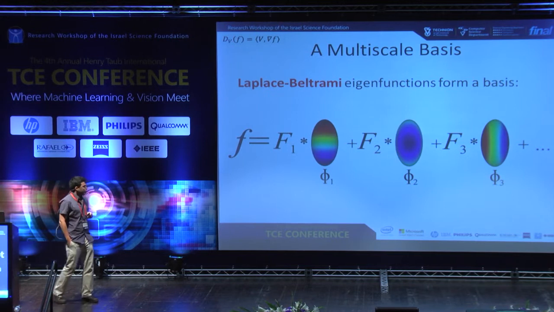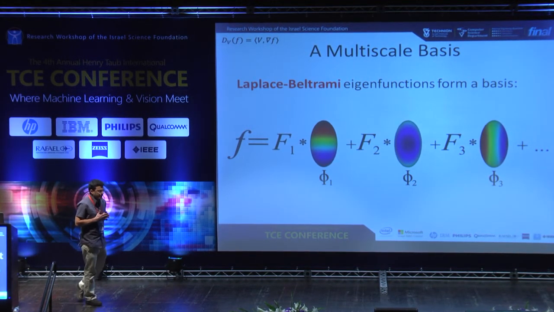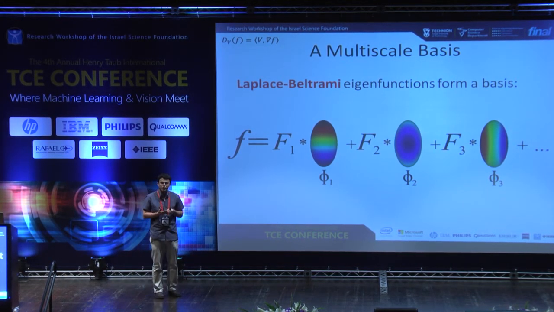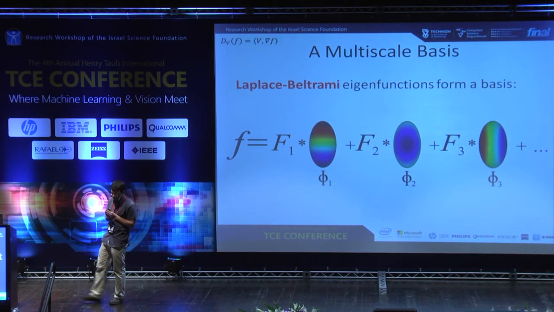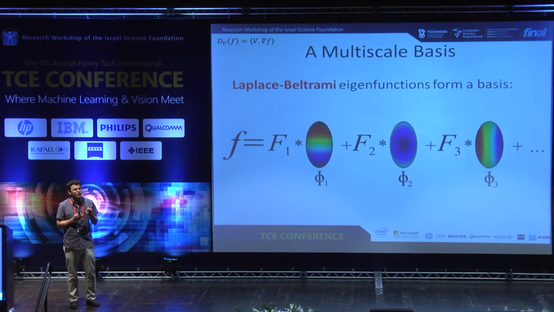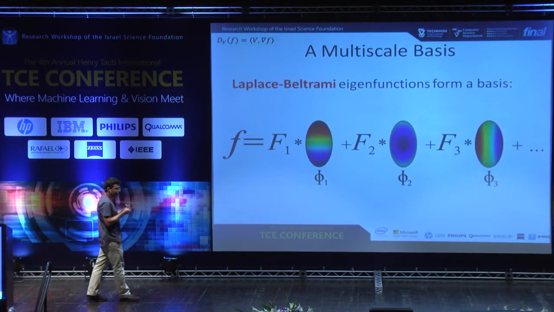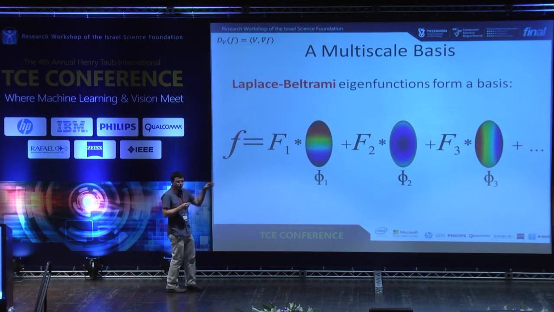Okay, so we said that we need to find some multiscale basis. In the last talk, the graph Laplacian was mentioned. For example, if we take some domain and define the graph Laplacian, the eigenfunctions of the graph Laplacian are basically oscillations of sine and cosine, and they give a multiscale basis for this domain. The eigenfunctions of the Laplace-Beltrami operator are very similar, but on surfaces.